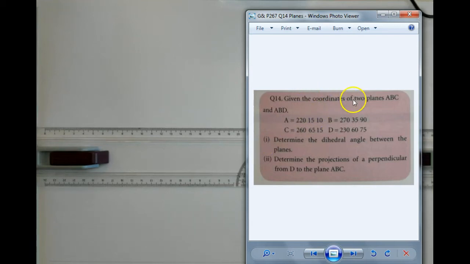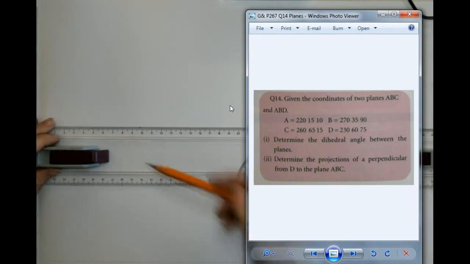Okay, so we're given the coordinates of two planes, ABC and ABD. And the coordinates are A, 220, 15 and 10, B, 270, 35 and 90, C, 260, 65 and 15, and D is 230, 60 and 70.